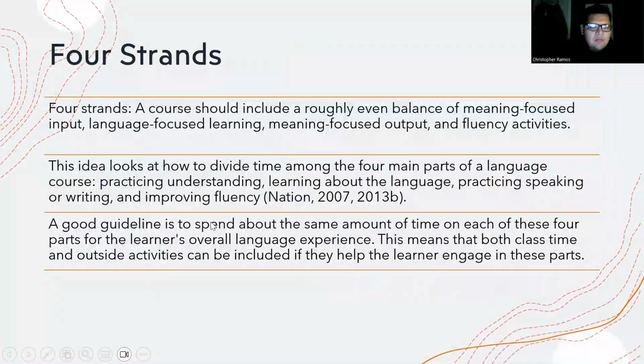Oh, sorry. And the other part says a good guideline is to spend about the same amount of time on each of these four parts. In the learner's overall language experience, this means that both class time and outside activities can be included if they can help the learner engage these parts.